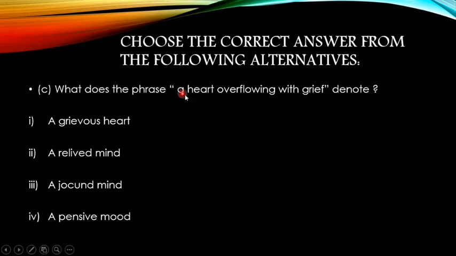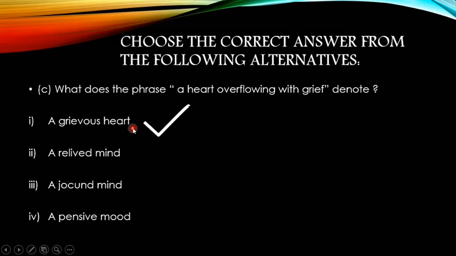What does the phrase "a heart overflowing with grief" denote? So that we have to find out the meaning of this phrase from the given options. Let's go through the options first. A grievous heart, a relieved mind, a jocund mind, a pensive mood. Grievous heart means a heart which is in grief. A relieved mind, a mind which is released or relieved. A jocund mind, that means a mind which is happy. A pensive mood, when a brain is in deep thought, not in action. So the heart overflowing with grief, that means the heart which is full of grief, it goes with number one, a grievous heart.